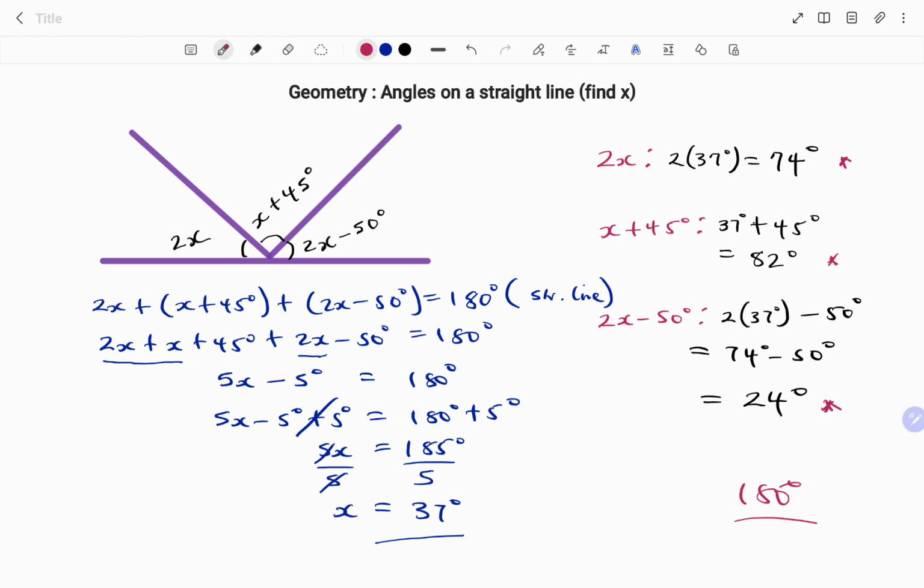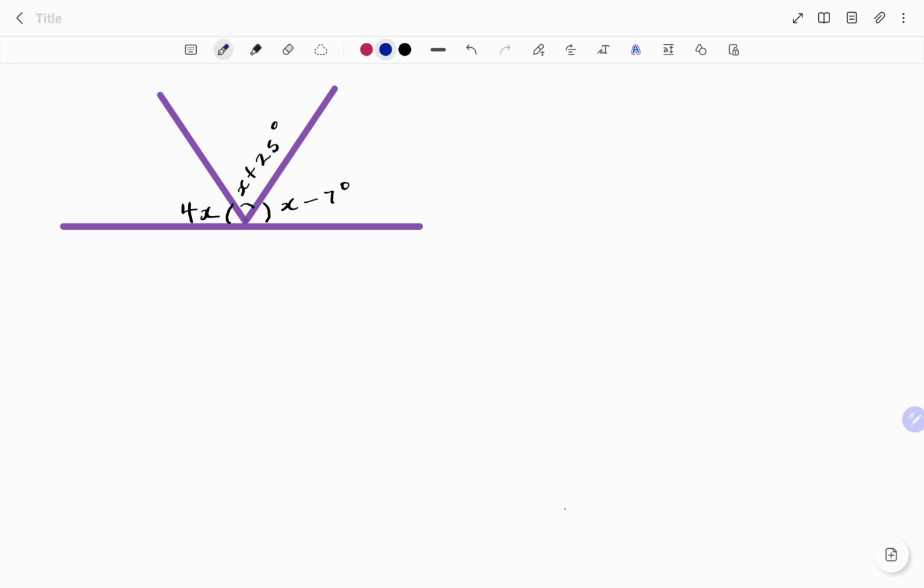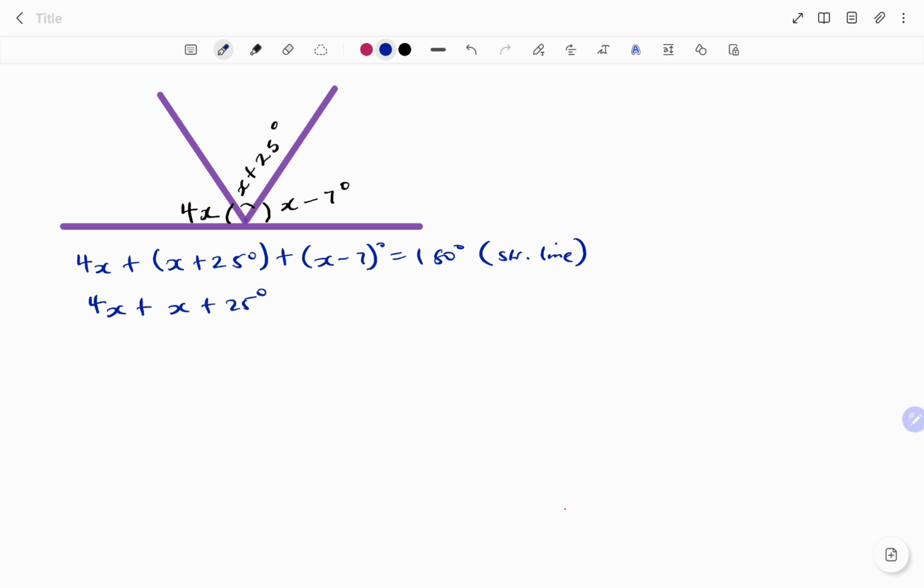Let's look at one more example. Similar to my last example, I have a straight line with angles 4x plus, I'm going to put my expressions in the brackets, x plus 25 degrees, plus x minus 7. This must be equal to 180, reason being it's a straight line. Sum of angles on a straight line add up to 180. If I open up the bracket, I have 4x plus x plus 25 plus x minus 7 equals 180 degrees.